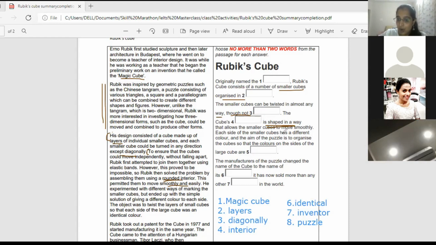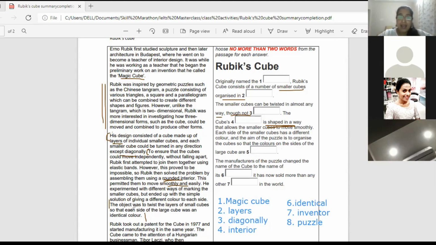Each side of the smaller cube has a different color, and the aim of the puzzle is to organize the cubes so that the colors on the sides of the larger cube are identical. Where is it given? The last statement. Again, you should be able to pick up keywords and try and match it with whatever is there in the text.